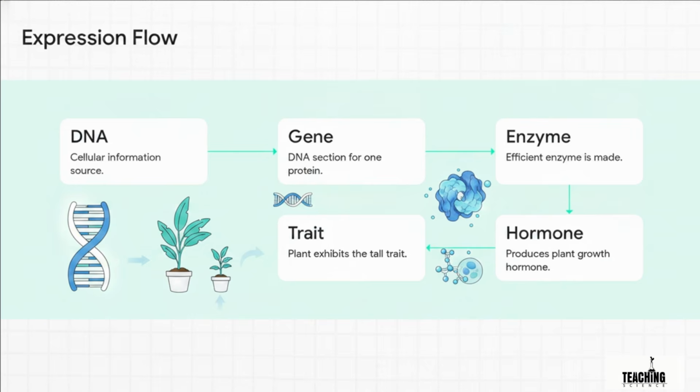Well, think of your cellular DNA as a master recipe book. A specific section of that DNA is called a gene. That gene provides the information to make a specific protein, like an enzyme. If the gene is perfectly coded, it makes a super efficient enzyme. That enzyme then pumps out a lot of plant growth hormone, which finally results in the physical trait of a tall plant. But if the DNA has an alteration, the enzyme is less efficient, the hormone levels drop, and the plant remains short. So basically, DNA makes proteins, and proteins make you.